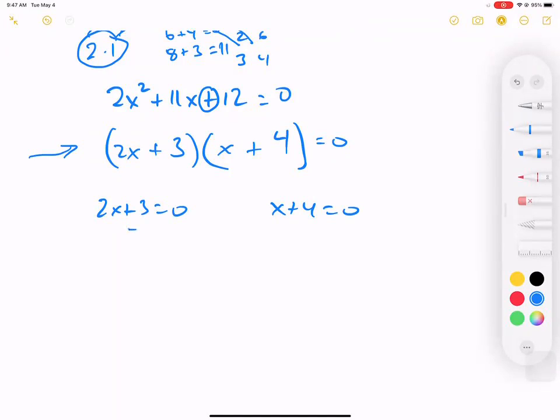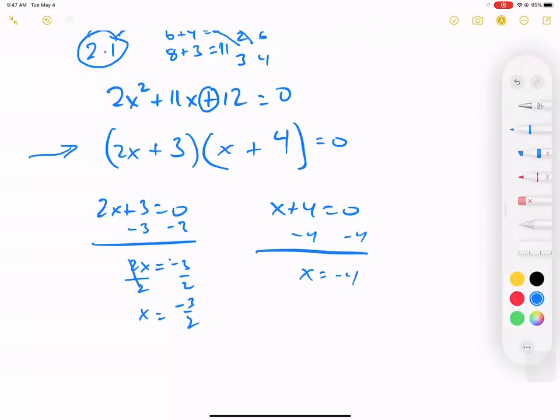All right, so minus 3 to both sides, and then we're left with 2x is equal to negative 3. Then the opposite operation, divide by 2. x is equal to a fraction, negative 3 over 2. On the right, minus 4, x is equal to negative 4.